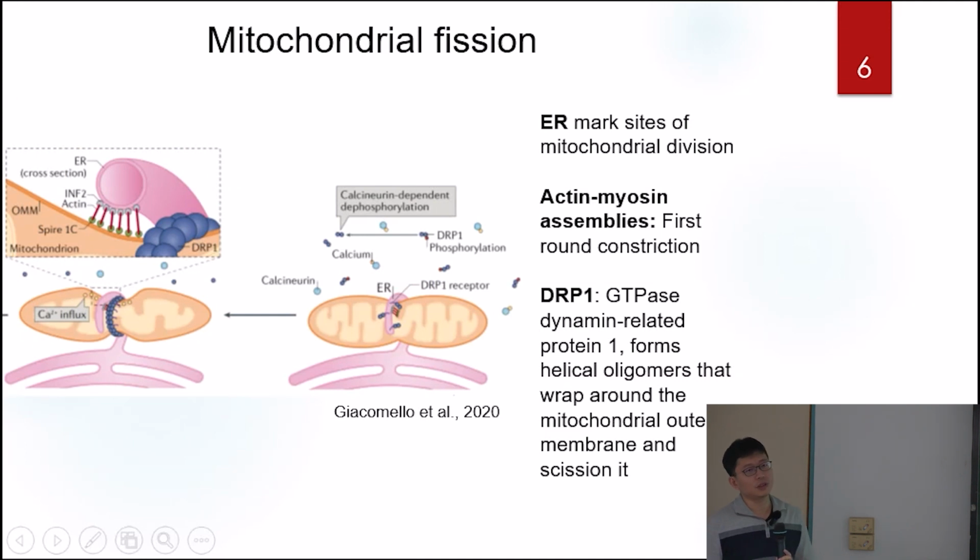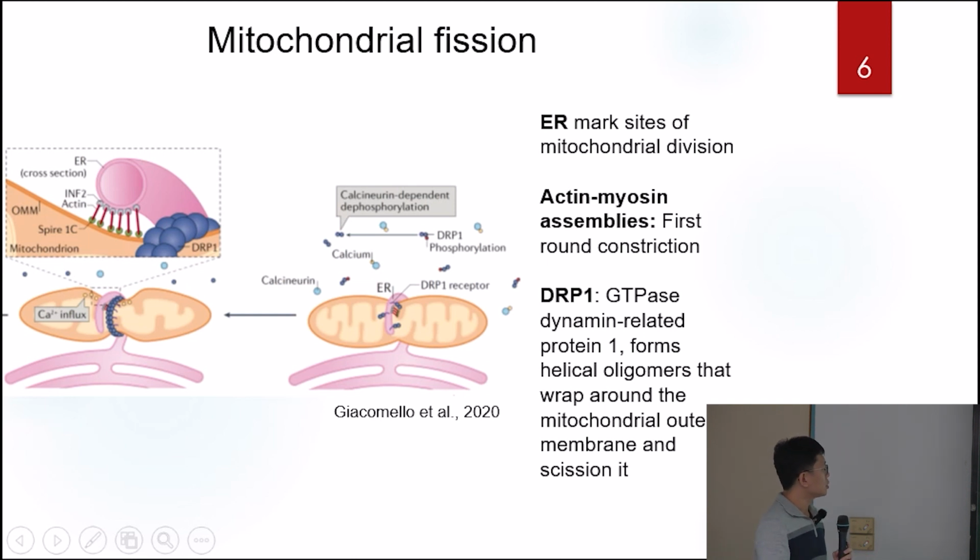Mitochondrial fission involves several different organelles, including the ER and the actin cytoskeleton. When mitochondria need to undergo fission, mitochondrial DNA will come close to the fission site, and then the ER will mark the site of fission. After the ER comes in, it will recruit the actin filament. So the ER and mitochondria can form the actin filament for the first round of contraction.